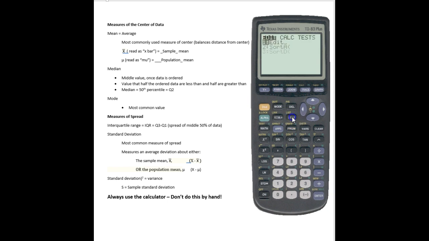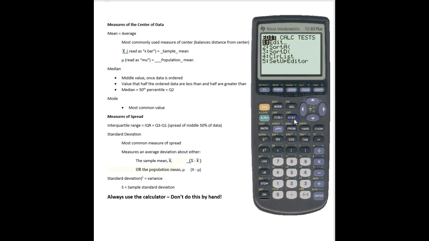So the first thing I want to do is make sure that I've cleared all my lists, and we hit the Stat button, go down to Clear List, and we're just going to clear list 1, 2, and 3, so that's done.